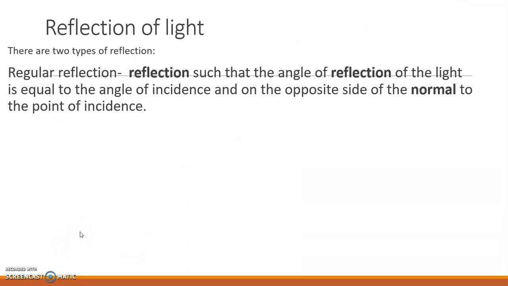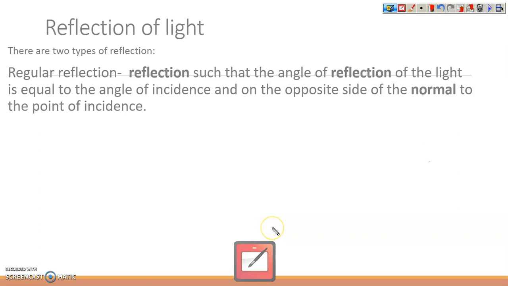Now, let's talk about the reflection of light. So, there are two types of reflection of light. The first is regular reflection. It's the reflection in which a parallel beam of... Okay, let me show you by drawing.